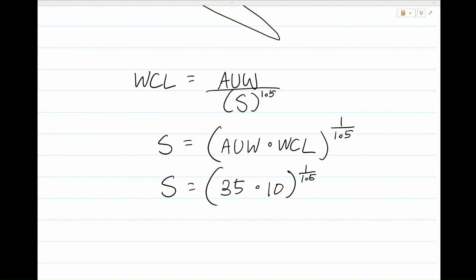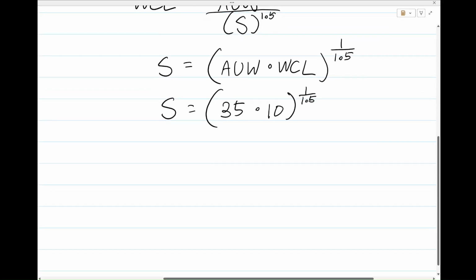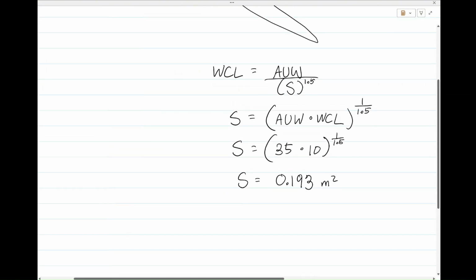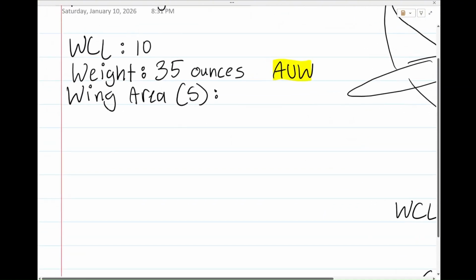I have a script, so I'm kind of cheating right now. But I did make the script on my own. I don't know if that makes it any better. And I get a wing area of 0.19. Let's go ahead and round to 3 meters squared, or rather truncate. 0.193 meters squared.